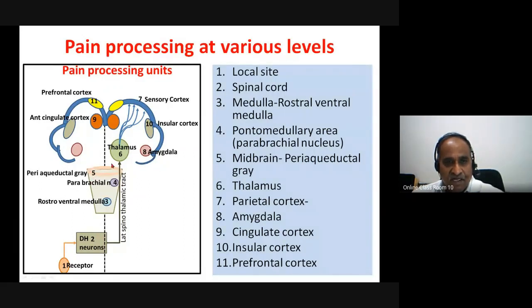This is periaqueductal gray, the rim of the bucket. Then we have the thalamus, and the thalamus again has the 3 components which are already mentioned. Then the 7th part is the sensory cortex, S1. Then the 8th part is the amygdala. Then the cingulate cortex, the insular cortex, the prefrontal cortex. I will just briefly describe how the processing takes place at each level.